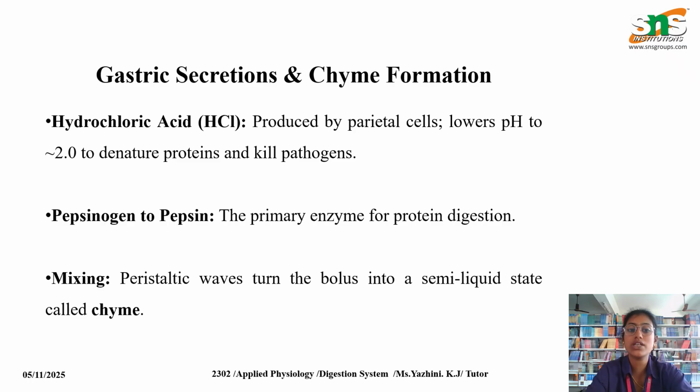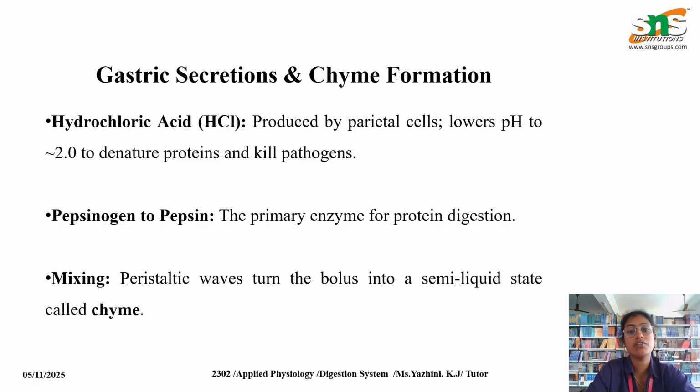We can also say that in the stomach, gastric secretions are the key points here. The parietal cells release HCl, creating an acidic environment that unfolds the protein and destroys the bacteria. Think of it as a natural sterilizer. Chief cells secrete pepsinogen, which is activated to pepsin in this acid, starting the protein digestion into peptides. And peristalsis mixes everything into chyme.